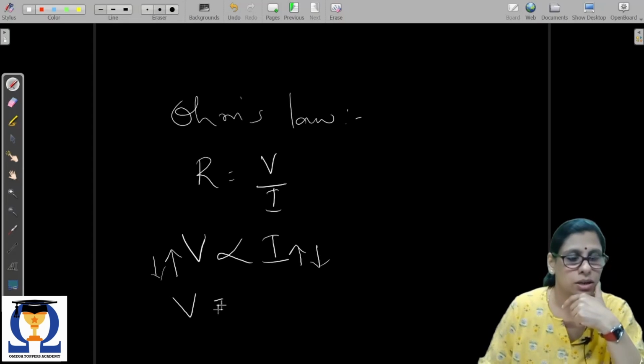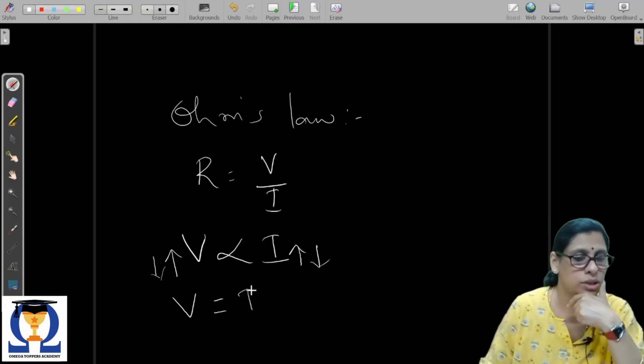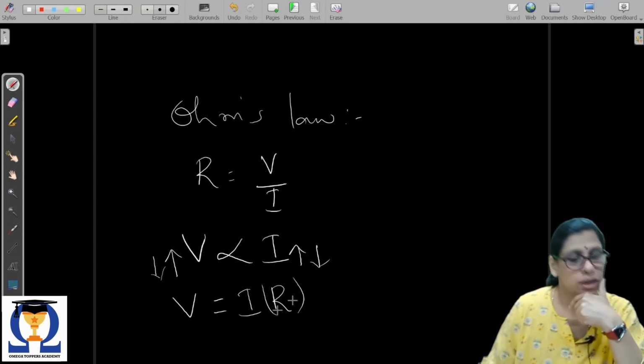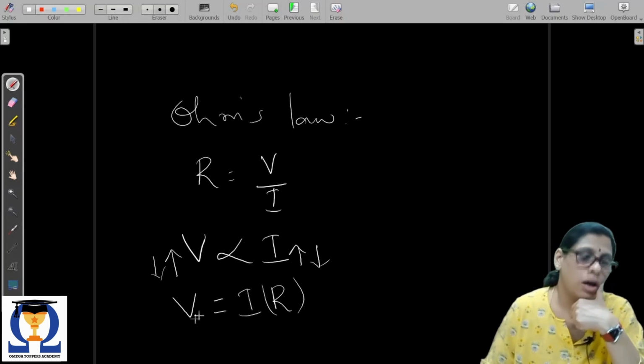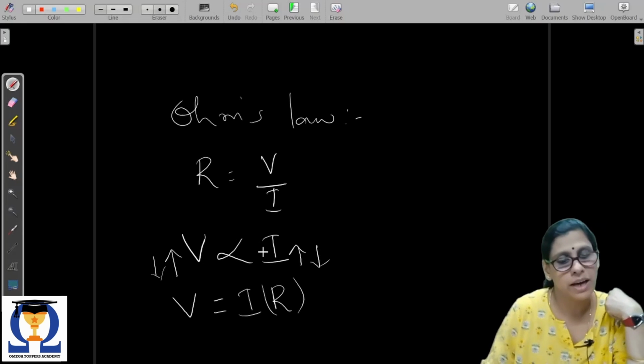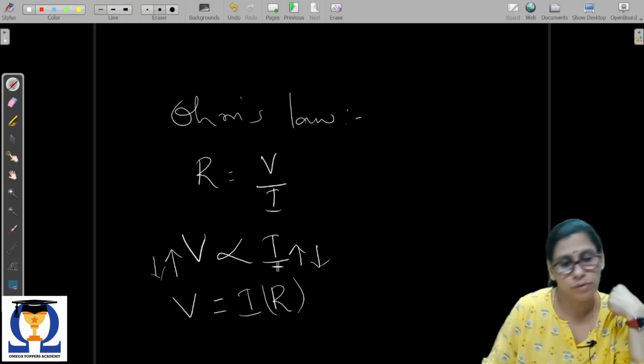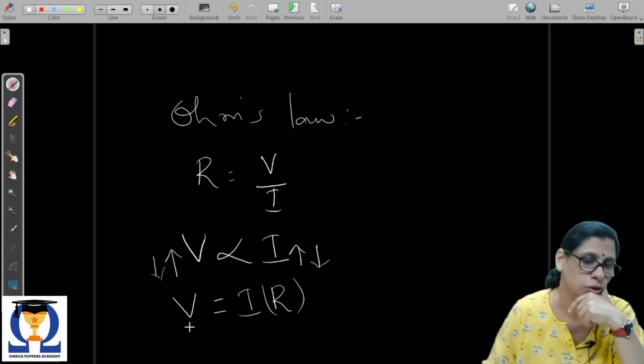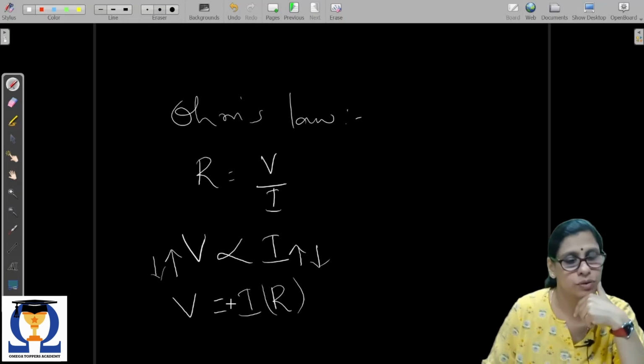So this is equated using a constant called R, which is the resistance. Ohm's law states that the voltage in a circuit is directly proportional to the flow of electric current in a circuit, and the formula is V is equal to I into R.